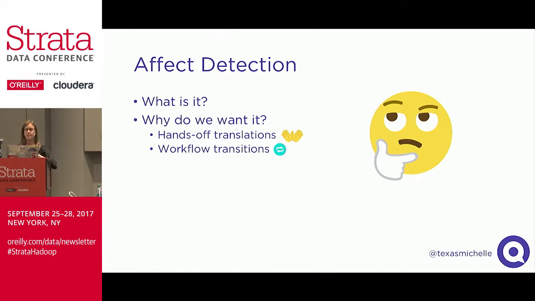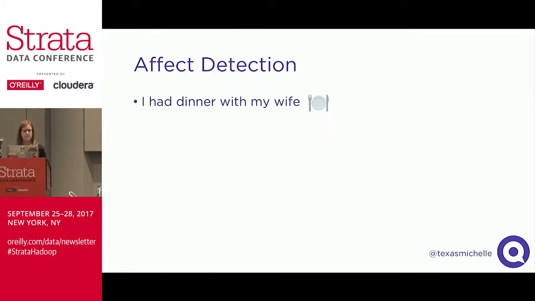And so by understanding the emotion that text evokes, we can get a good sense of whether that's a good translation, a bad translation, or just a little bit off. So a couple of examples of that. These are sentences that we put through our affect detector.